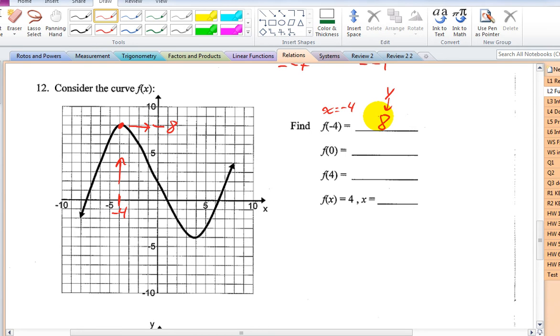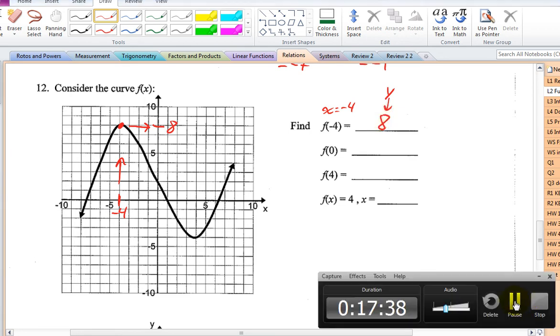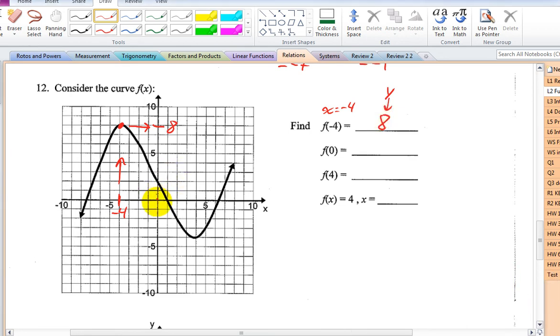Okay, do the next two. Go. Wait, so f at 0. So here's your x value of 0. And on the graph, what's your y value at that point? Positive 2. Okay, f at 4. What is it? So here's 4 for your x. There's your graph. And negative 4 is your y value, or f at 4.